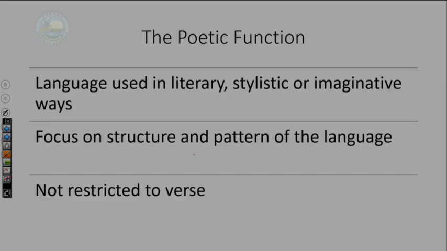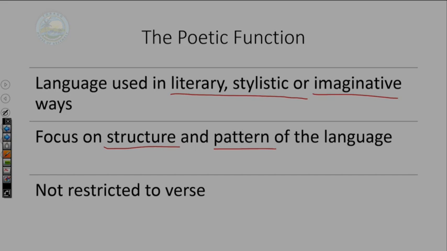The first one is the poetic function. When we talk about language having a poetic function, we're looking at how it is used in literary, stylistic, or imaginative ways. So we can talk here now about when we use language for songs, when we use language for stories and for poems, when you might write an essay that may have a lot of imagery and description. This is the poetic function of language. The focus is on the structure and on the pattern of the language. So again, if we go back and we think about a poem and we look at how it's structured, poems will have stanzas.